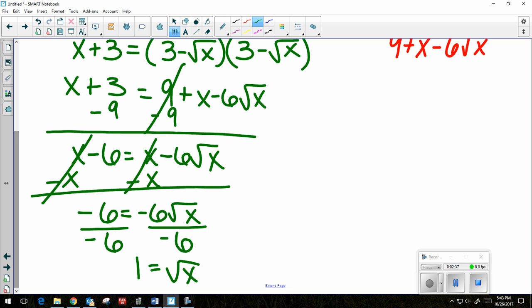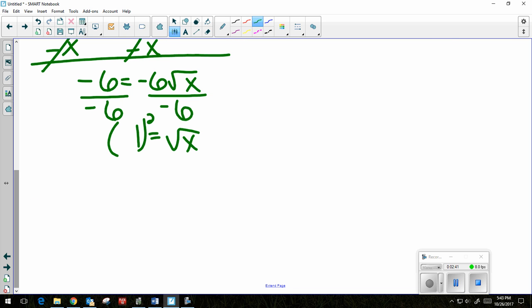Now remember, my radical is alone, so I'm going to square both sides. So 1 equals x. But remember, it's a radical, so you always want to check your solutions. You have 3 ways to check your solutions: substitute in, or type the left side and the right side into y1 and y2 on the calculator, and then check either your point of intersection on the graph or your table.